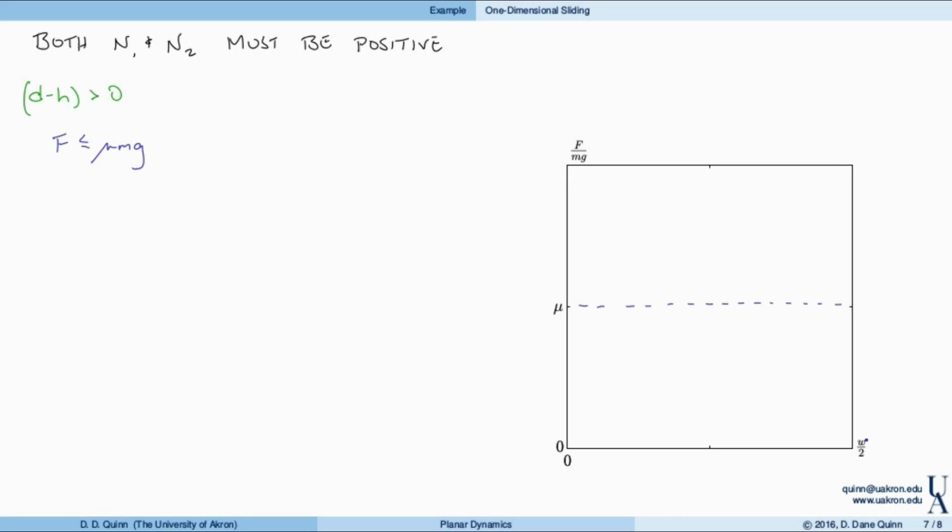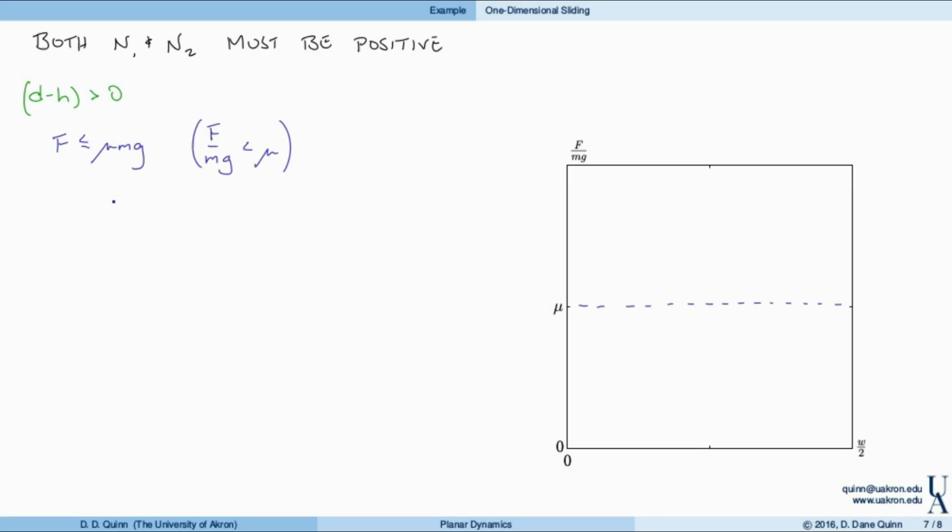Right, so that's half the width of the block, and this non-dimensional force is the applied force F divided by the weight. For this case, the critical value is F over mg less than mu. So that would be down here, right? So again, F over mg is less than mu. What happens in this region down here? Well, we have the possibility of stick, or the possibility of roll. Roll I'm defining as the block being stuck and then just rolling over.